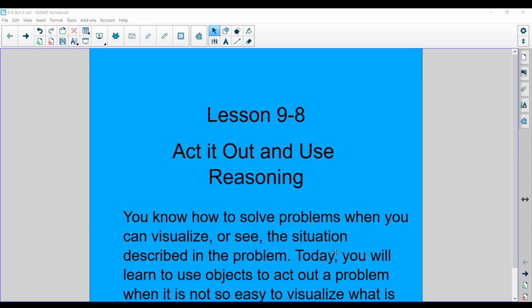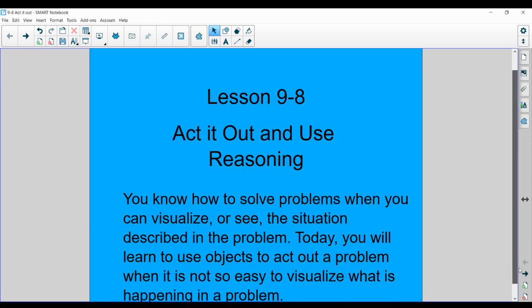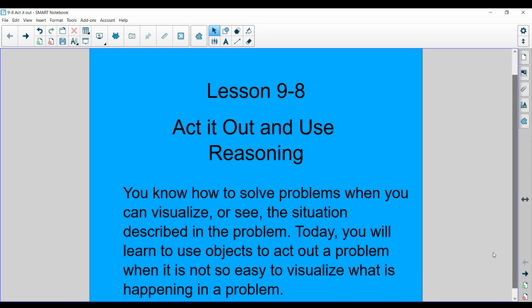You know how to solve problems when you can visualize or see the situation described in the problem. Today you will learn to use objects to act out a problem when it is not so easy to visualize what is happening in a problem. Right? So the object here is to actually use objects. I know you don't have the counters that we normally use at school, but you can use anything at home. Coins, little pieces of paper, toothpicks, whatever small objects will work for you.